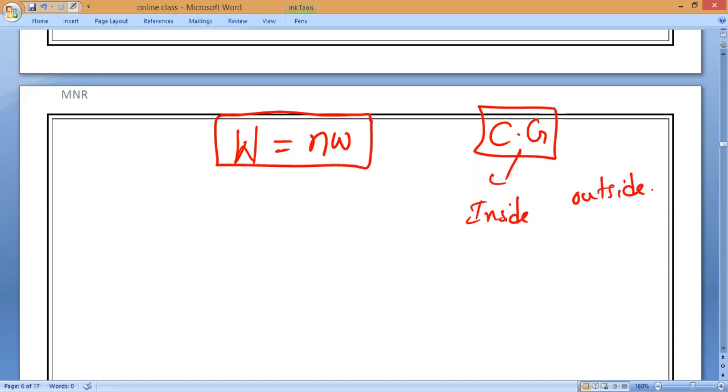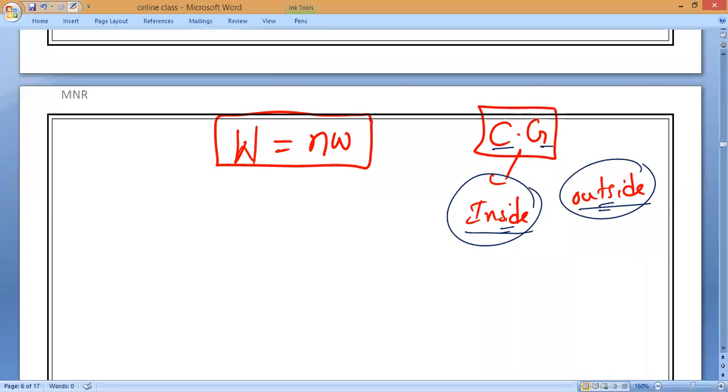Based upon the shape of the body. What is the shape of the body? Regular or irregular? Irregular. Okay. So based upon the shape of the body, the center of gravity may be located either inside or outside. That is what you have to remember.